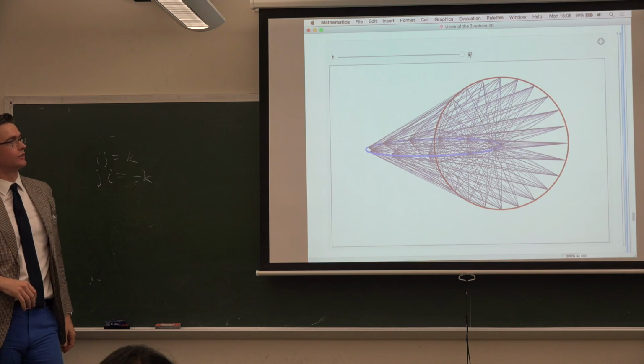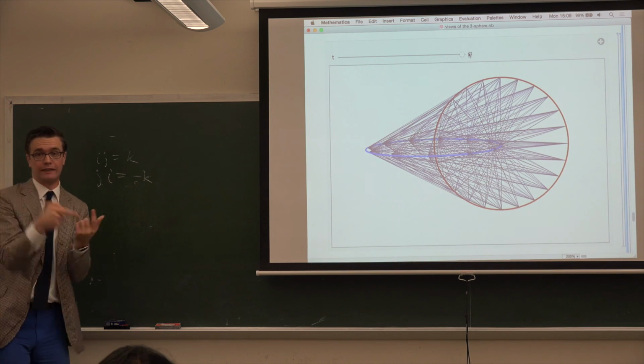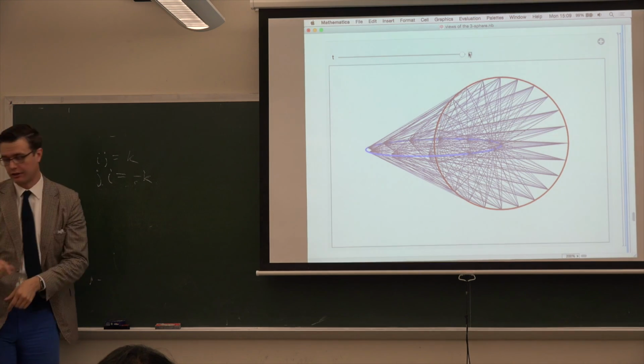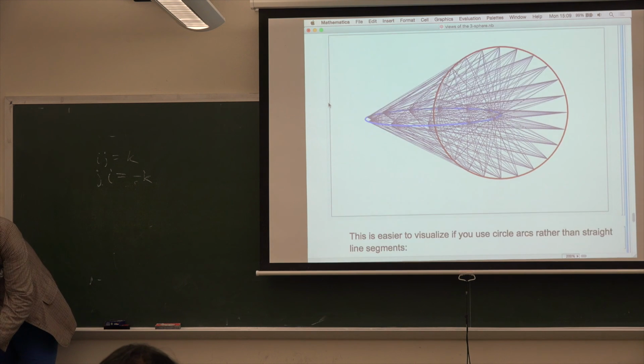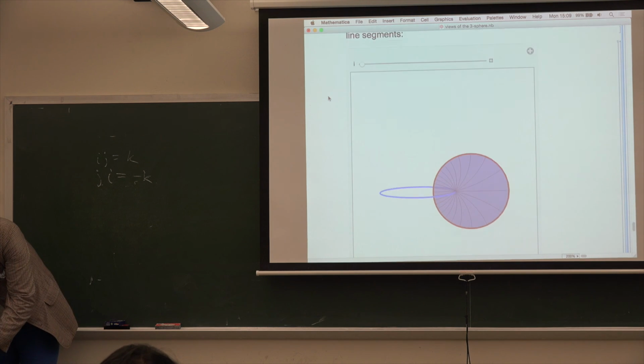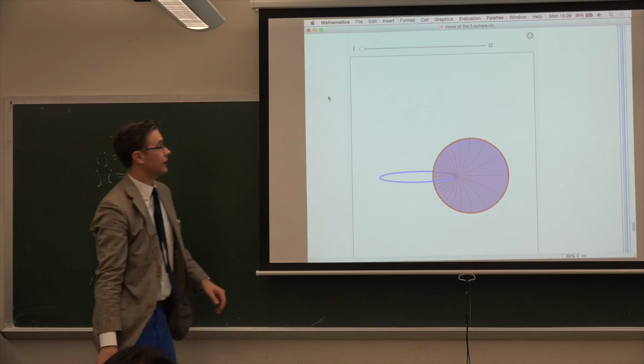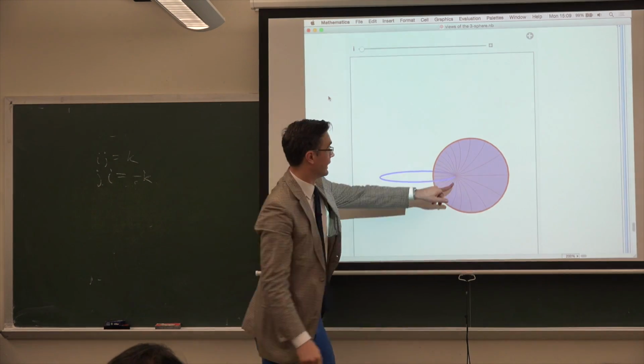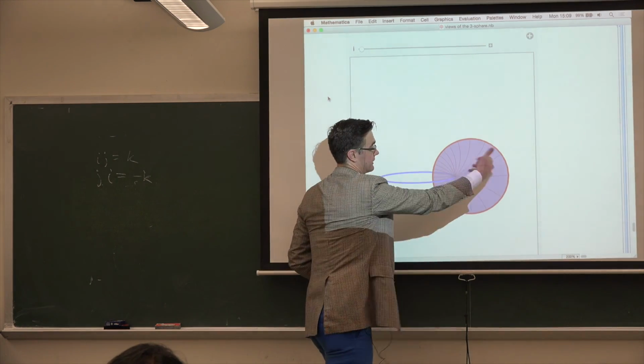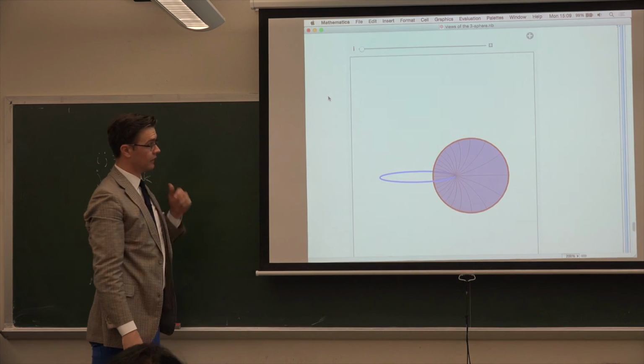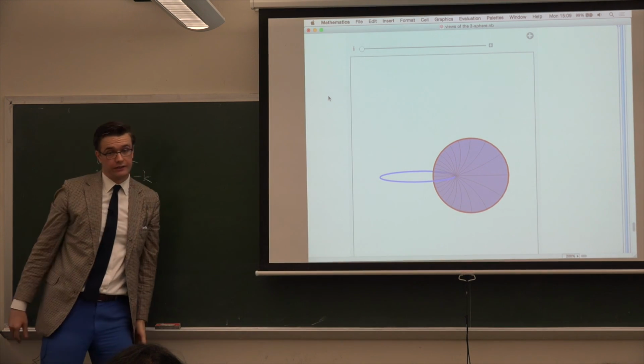Okay, well the moral of the story, of course, is that you shouldn't use straight lines. You should use circle arcs. And so here's how you do that. So now I take every point in the red, I connect it up to this point in the blue by this collection of circle arcs, and you're filling out a solid disk.